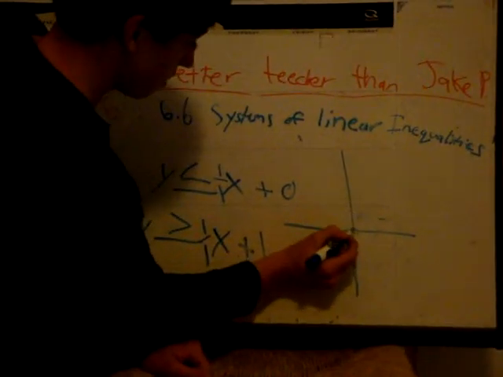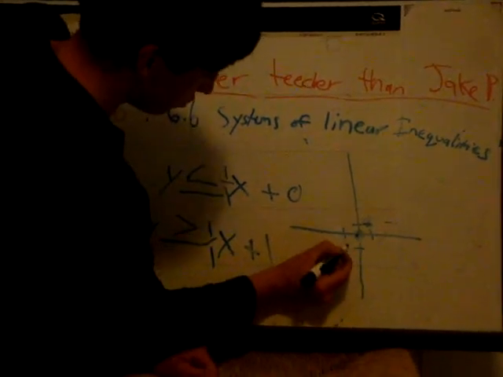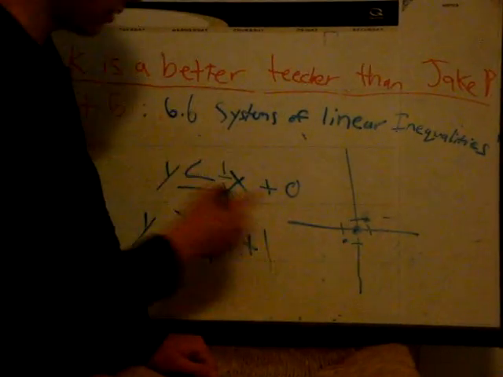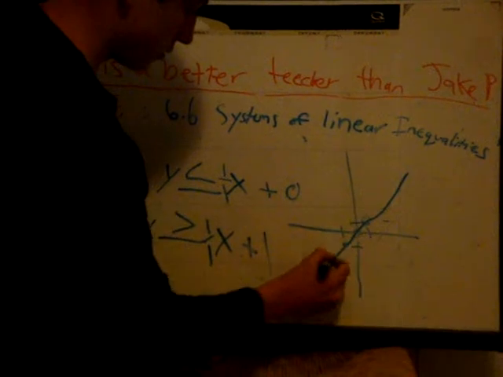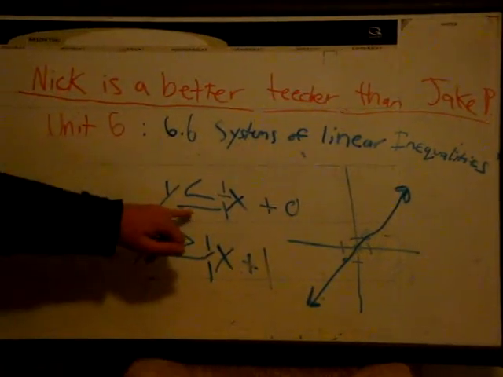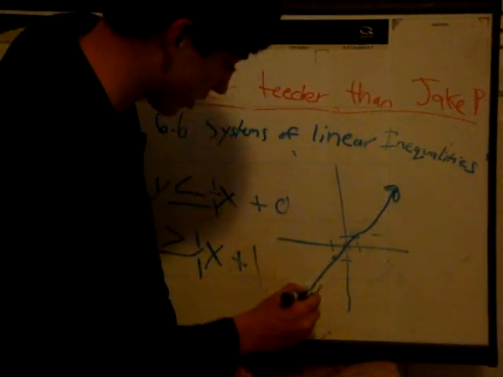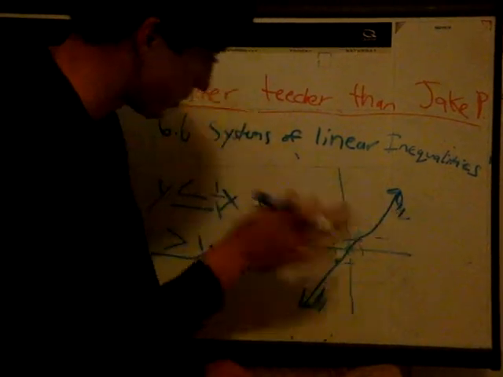Here's our y-intercept, up 1 over 1, solid line. And we're going to shade down because it's less than. But we're not going to shade right. Remember, we're just going to make a note of it. So we would shade down.